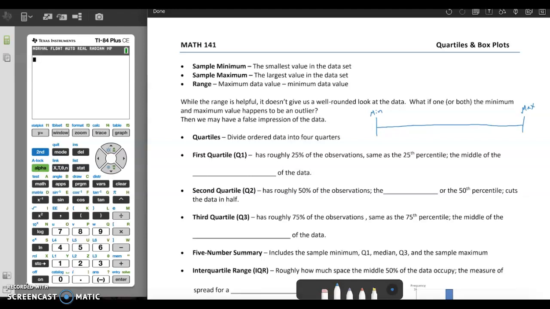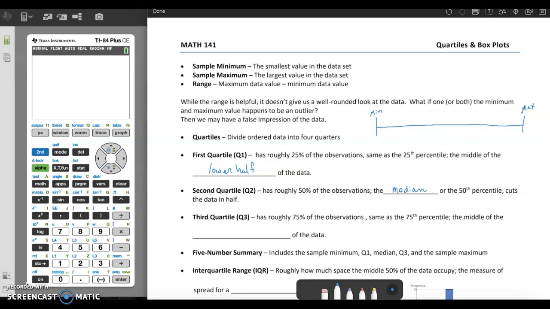The first quartile, Q1, has roughly 25% of your observations. It's the same thing as what we call the 25th percentile. It's the middle of the lower half of your data. The second quartile has roughly 50% of your observations. It's also called the median. So we already know what the median is. The median is the center value. So that makes sense. That's also our second quartile. It's where 50% of the data lies below it and 50% of the data lies above it. It cuts your data in half.